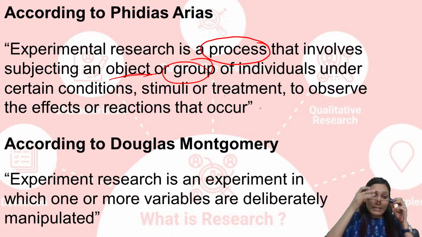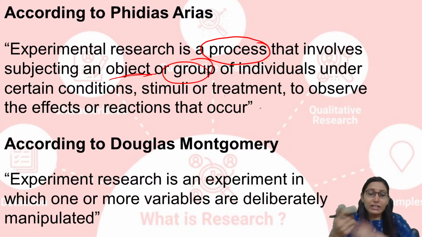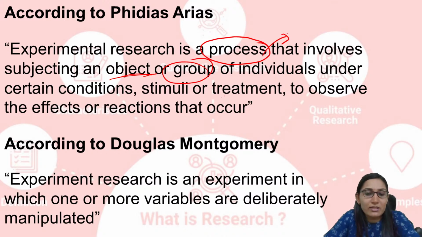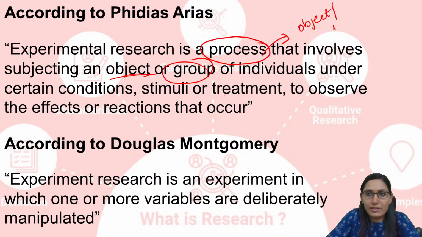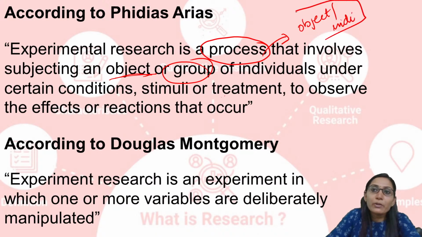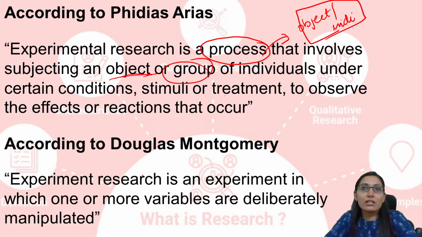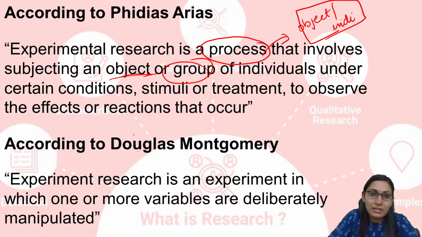Under experimental research, see this definition given by Phidias Arias, it's very easy. It is a process where certain objects or a group of individuals, people, are put under certain conditions, and under these conditions what is really observed is the changes that happen to them, the reactions that occur.